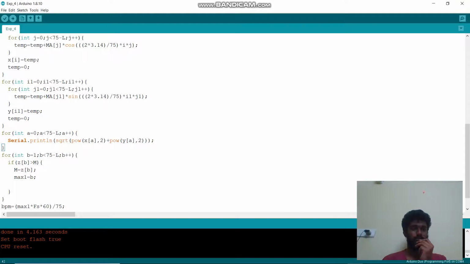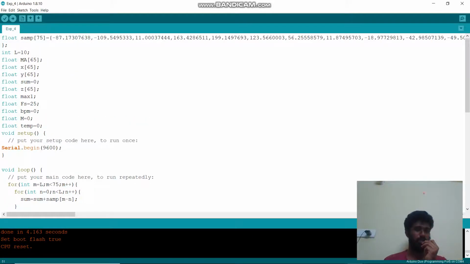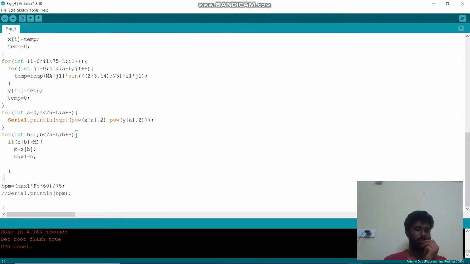So now we will find out the x coordinate of the peak value, and then we will compute the pulse rate in beats per minute from this formula, where the beats per minute is the max x into fs into 60 divided by 75. 75 is the number of samples and fs is 25. So now let us see what the pulse rate is.